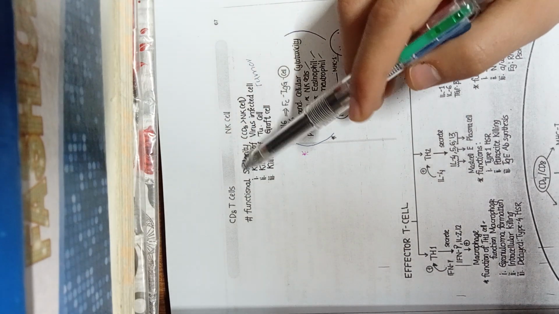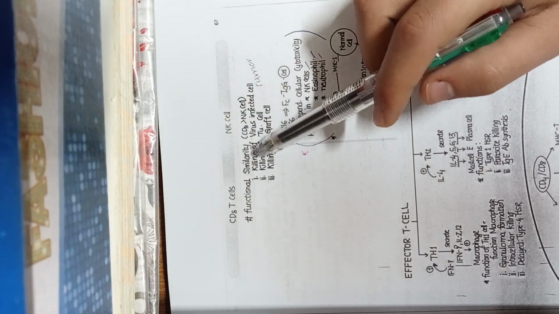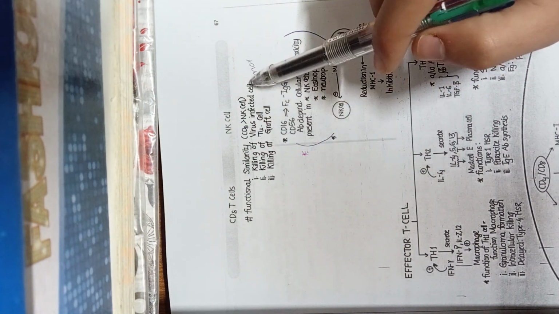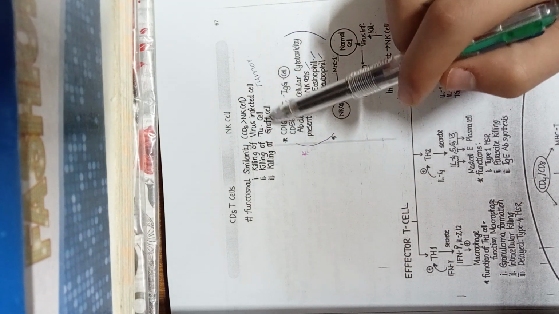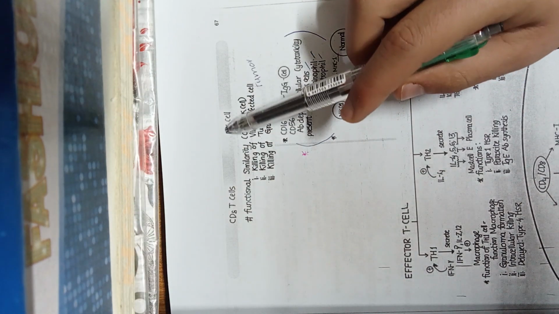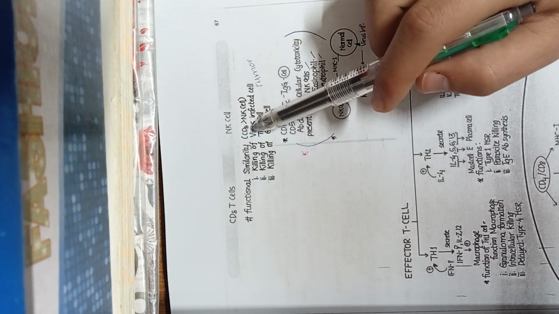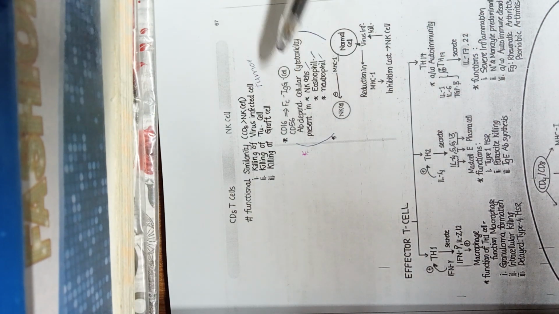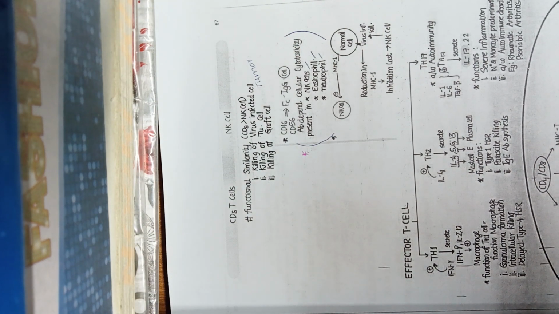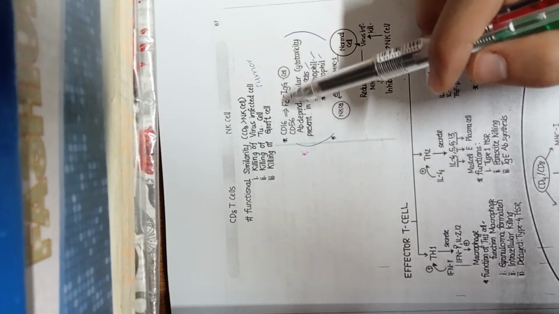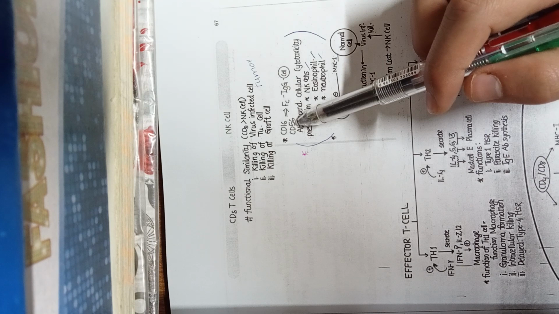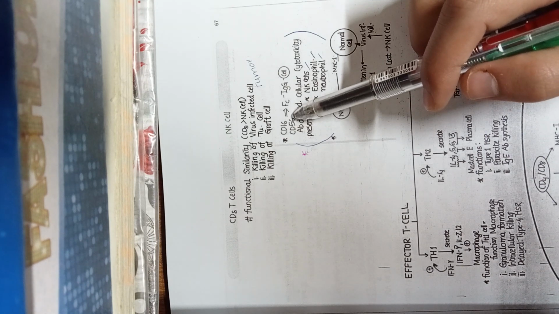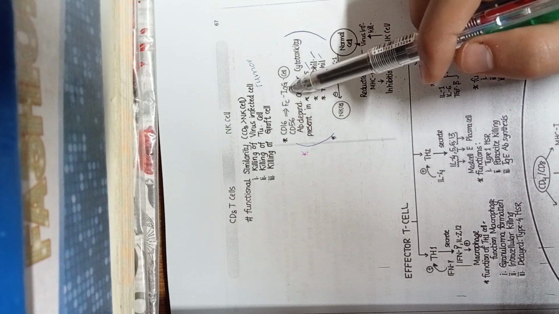Now CD8 T cell and natural killer cell, they have the same function: killing of virus infected cell, tumor cell and graft cell. If both are mentioned in the MCQ, you will prefer CD8 instead of natural killer cell. Now let's discuss some knowledge about natural killer cell. CD16 and CD56 molecule, they bind to the fragment of immunoglobulin G.